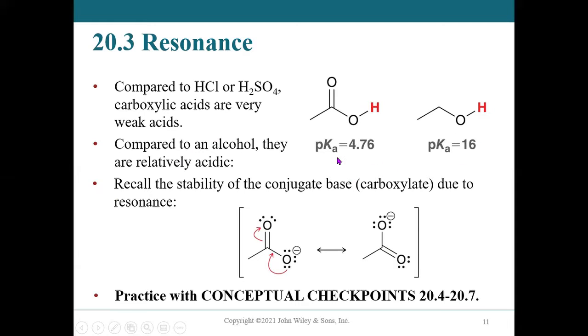And here's the comparison. Acetic acid has pKa 4.76, and the pKa for ethanol is 16. Now we know the smaller the pKa, the stronger the acid. Recall the stability of the conjugate base carboxylate is due to resonance. So the negative charge is delocalized over all 3 atoms, so that will become more stable.